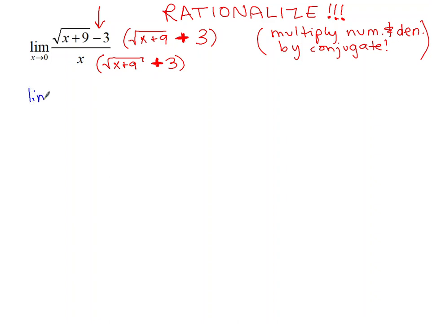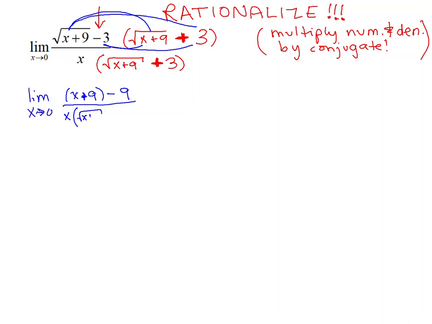I'm going to rewrite this limit expression, limit as x approaches 0. Square root of x plus 9 times square root of x plus 9 makes regular, so to speak, regular x plus 9. Multiplying square root of x plus 9 plus 3 and square root of x plus 9 minus 3 makes opposites that add up to 0. And then negative 3 times positive 3 makes negative 9. In the denominator, I have x times the quantity square root of x plus 9 plus 3.